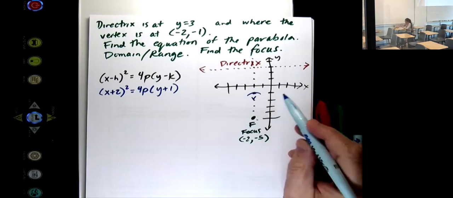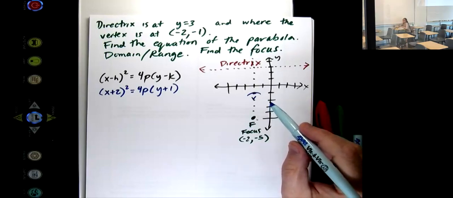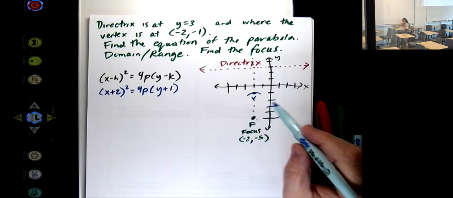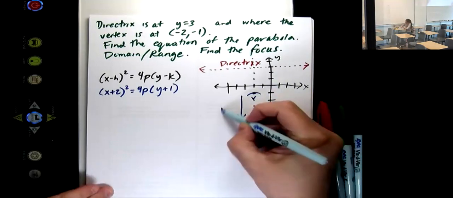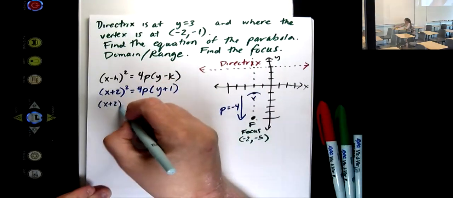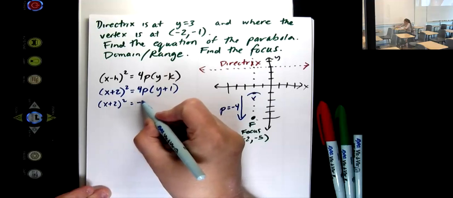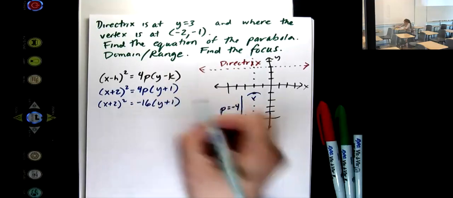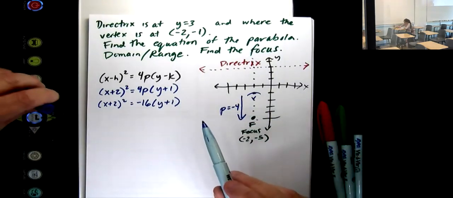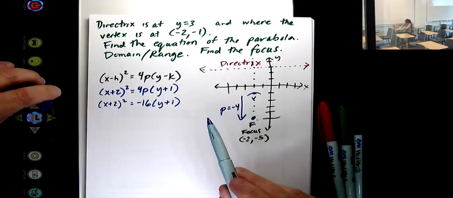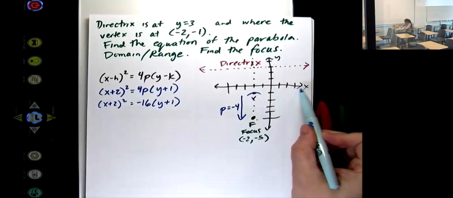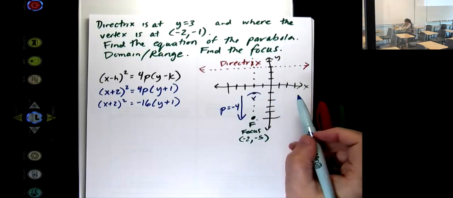What is P here? It is -4 because we are going downward to get to it. So P is -4. So this will turn into x plus 2 squared equals -16 times y plus 1. Now I know it's not going to cross the x-axis. It should cross the y-axis though. How could I find where the graph would cross the y-axis?